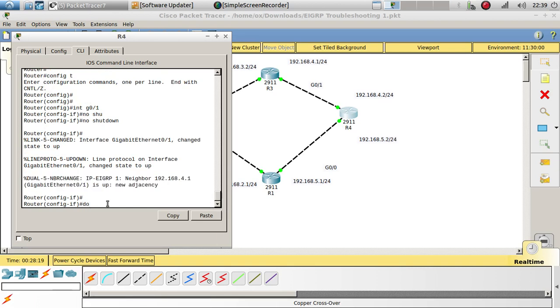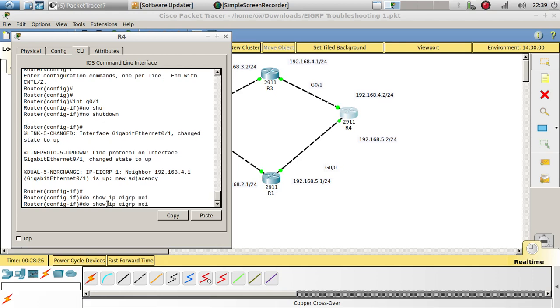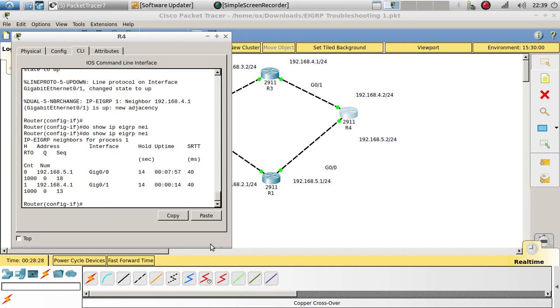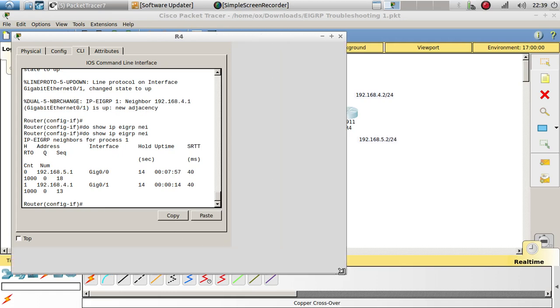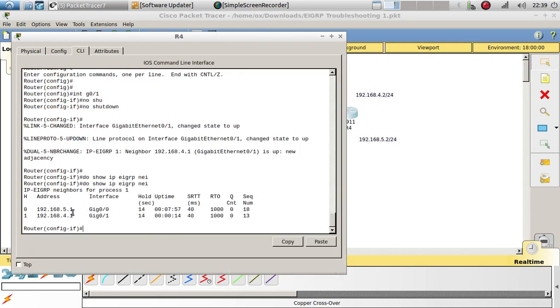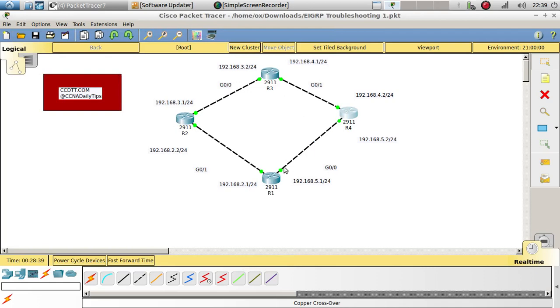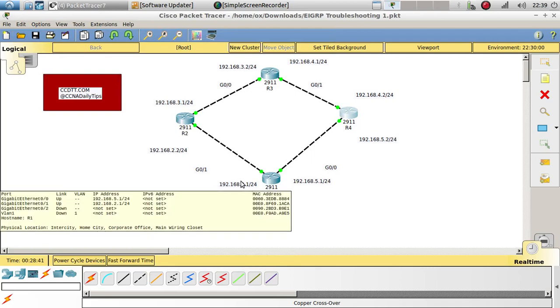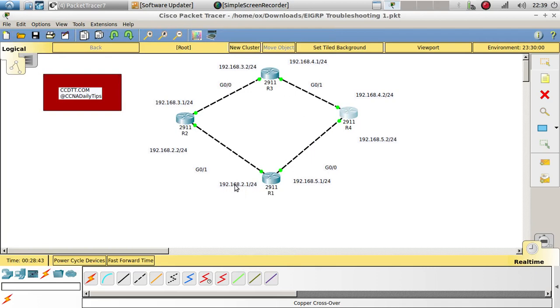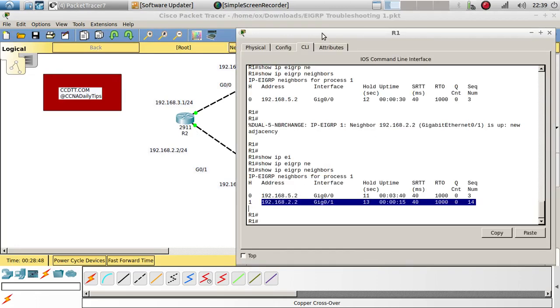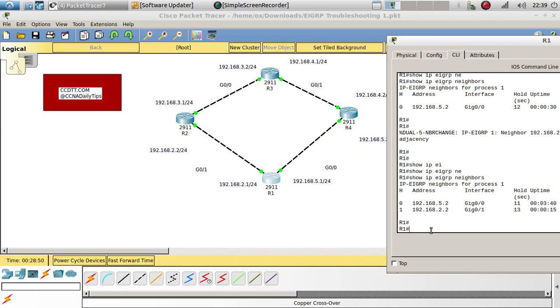Let's verify that by doing a do show IP EIGRP neighbors, and you can see that we have formed a neighbor relationship with router 3 and also with router 1. Okay, so EIGRP is working correctly. Now I should be able to ping router 3 from router 1. So let's go ahead and ping router 3 from router 1.